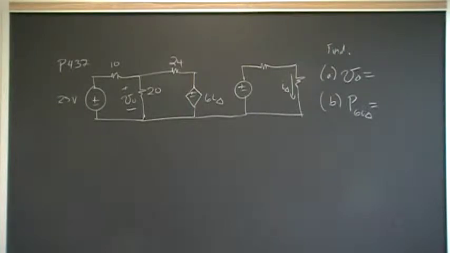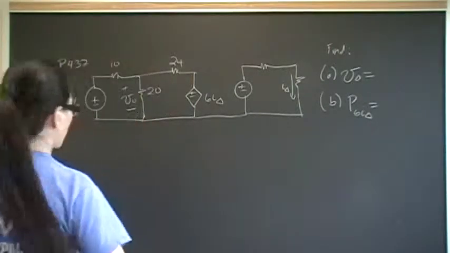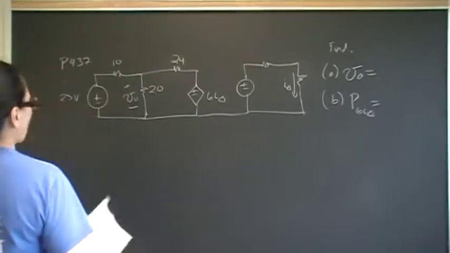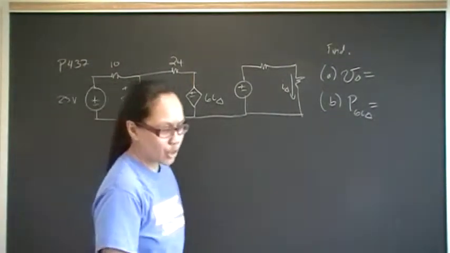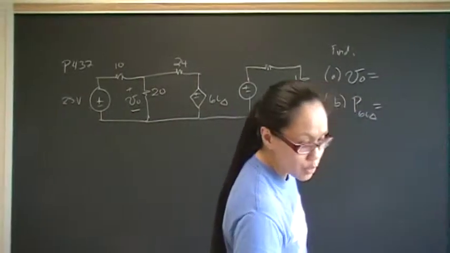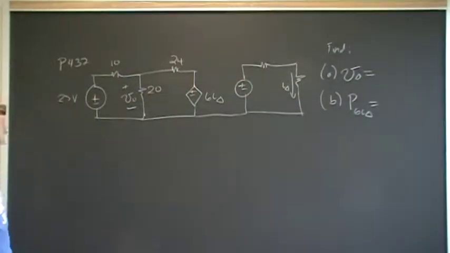Hey YouTube, so this problem is problem number 37 from chapter 4, from the section on mesh with dependent sources. So let's describe this circuit.